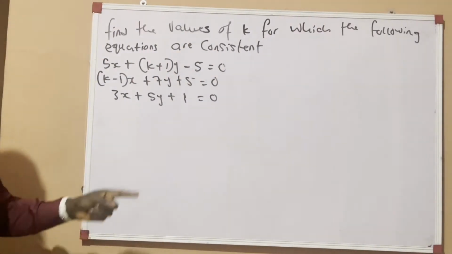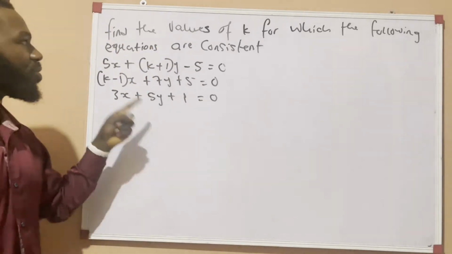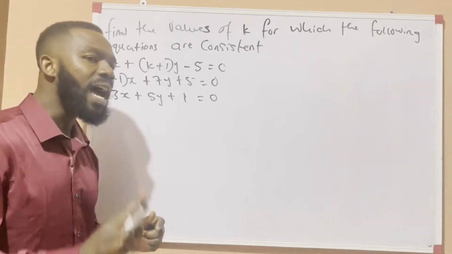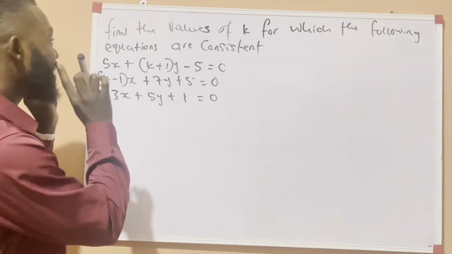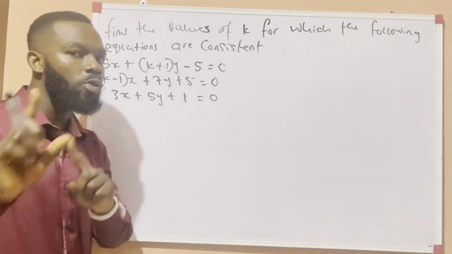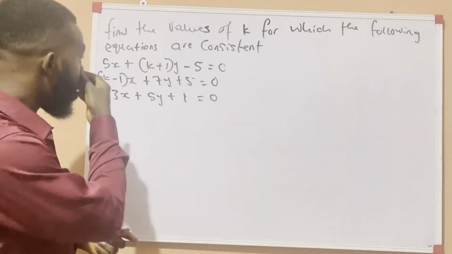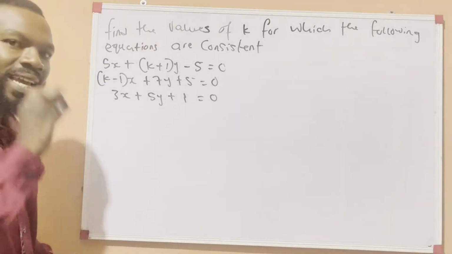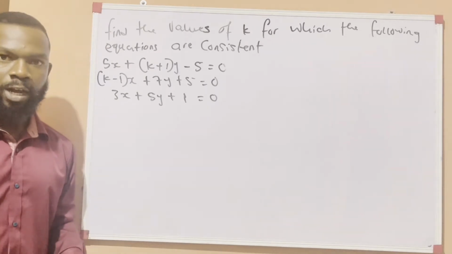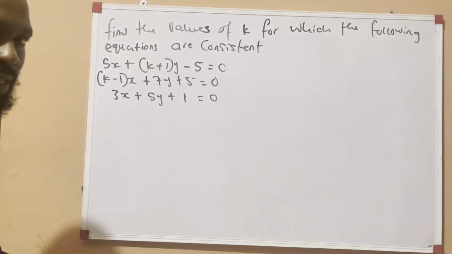The question says, find the values of k for which the following equations are consistent. Now, in our last video, we said for equations to be consistent, the determinant is equal to 0. So what we are going to do first is represent this set of equations in matrix form, thereby taking the determinants. Now, how do we do that? Let us proceed.